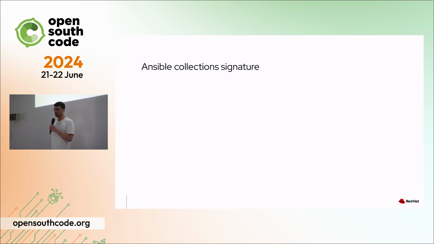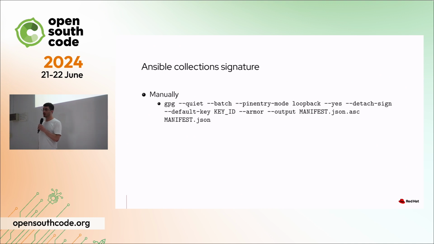On the signatures part, we do have a few options. We can do it manually, and in this case, the command is simply GPG. So we are just going to use GPG itself to create a signature of the collection. We can also do it manually on Galaxy NG or a Private Automation Hub, if you are using it, from the UI itself.